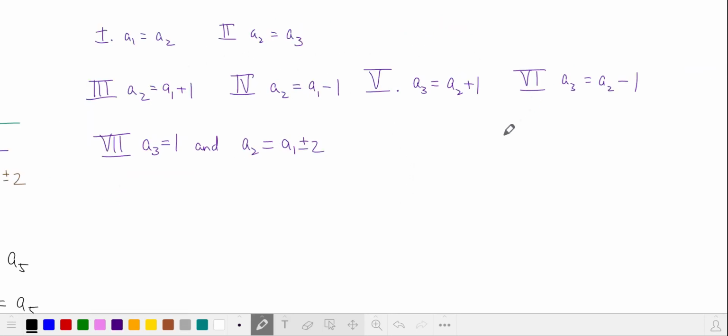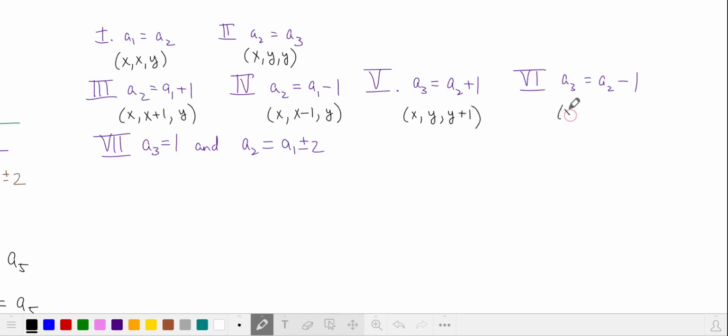We're going to count each of these conditions separately, and then we're going to compare them pairwise to see when we have overlap, that is duplicate ordered triples that we're counting twice, and we'll subtract those. To make this easier, I'm going to show what these ordered triples actually will look like. So this first one is x, x, and y. The second one has the last 2 terms the same. Here a2 is 1 more than x, and then y can be anything. If our first term is x, this one is x minus 1, and our third term can be anything. Our third term is 1 more than y, and here our third term is 1 less than y. For condition 7, our third term is 1, and then we have x and x plus 2, or x and x minus 2.